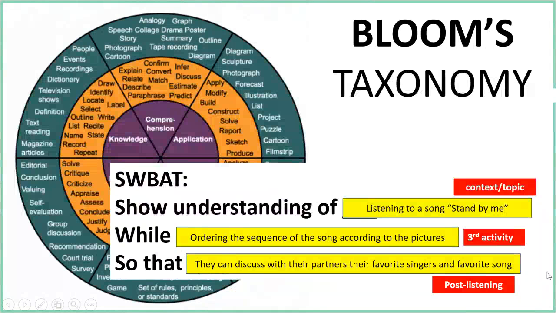So as you can see in the objective, you have here the context, where you write the topic. In "while," you write the third activity, that is the final in the during. And in "so that," the free activity: what are they going to do later after that song? Okay, I know it's quite different.